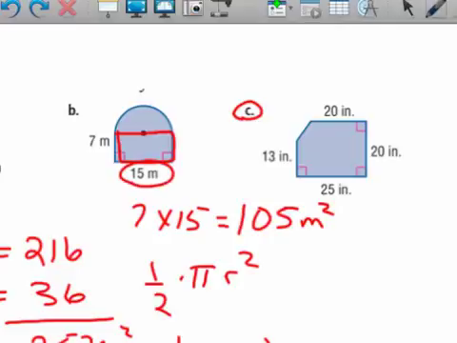That's 15 is the diameter, so it'd be 7.5. And if I put that in and make sure I square that term, 7.5 times 7.5 is 56.25 times 3.14, and then divide that in half, and I get 88.3. So 88.3 plus 105 gives me 193.3 square meters for that.